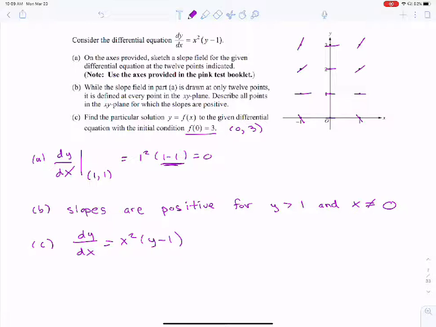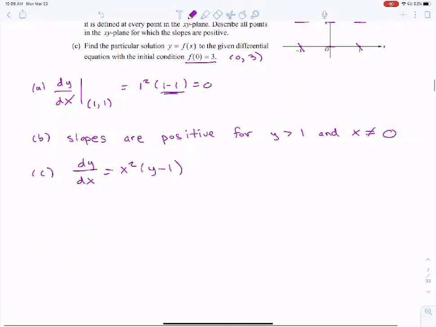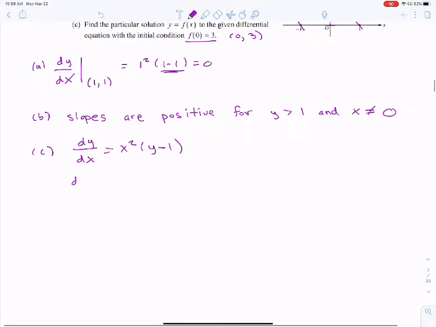So this is separation of variables. So I'm going to say dy over y minus 1 equals x squared dx, and I'm going to be integrating both of these. So again, I'm going to pause for just a second, make sure concept-wise we are all together.